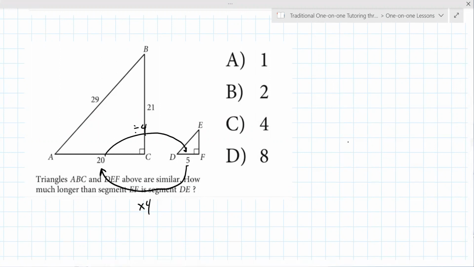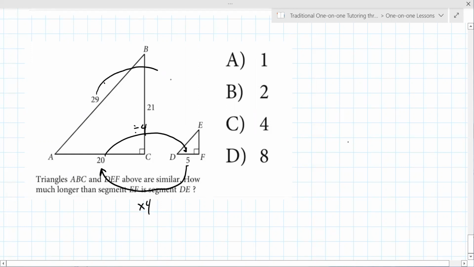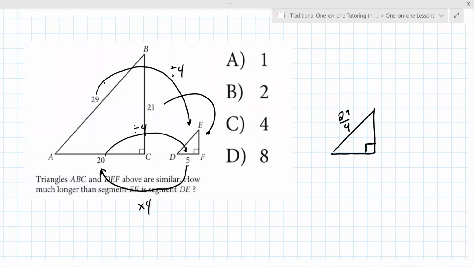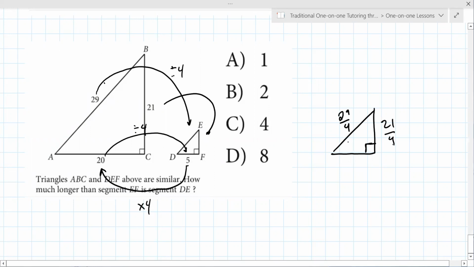Okay. Now it's asking how much longer than segment EF is segment DE. So it'd be nice if you could find the actual length. So we need to take 29 and divide it by 4. When you can't simplify it, you just write it as is. And then EF, we do the same thing. So that becomes 21 over 4.